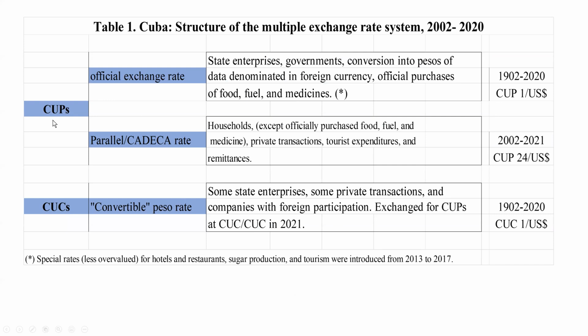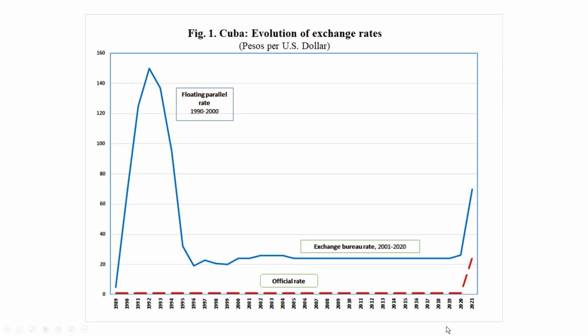2 currencies, the non-convertible CUP and the allegedly convertible CUC. The CUP itself has 2 exchange rates, the official exchange rate of the peso, which is 1 to the dollar, and has remained like that for ages. This applies to most transactions in the Cuban economy. Then there is the much smaller parallel rate, or Cadeca rate, or exchange bureau rate, that applies mostly to households, with some important exceptions, tourist expenditure and remittances. So this is the basic structure of the monster.